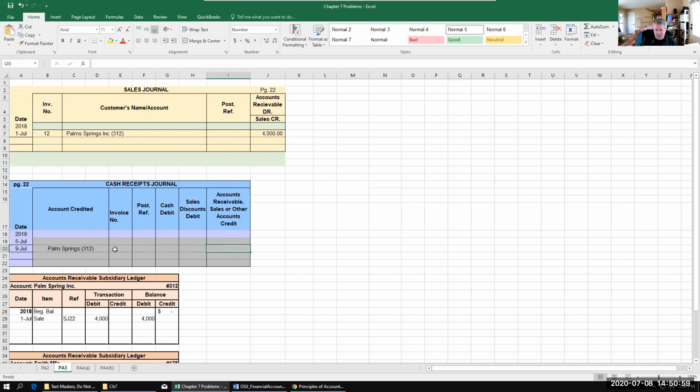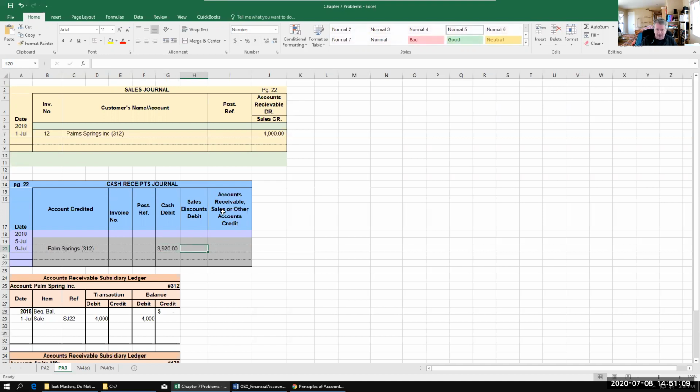So for this one, for the payment for Palm Springs, we have the cash, and that's going to be, let's see, $80 off, so it's going to be $39.20. Our sales discount, because again, they paid within the window, so they get a little bit of money off, is going to be $80. And we add our two debits together here, we get 4,000, right? Because that's what our credit is going to be.